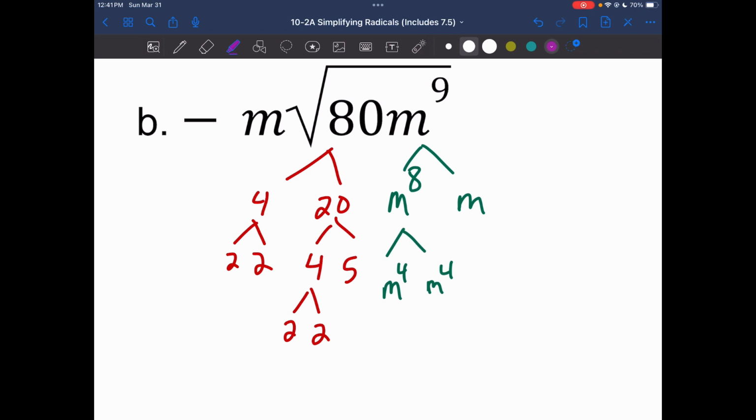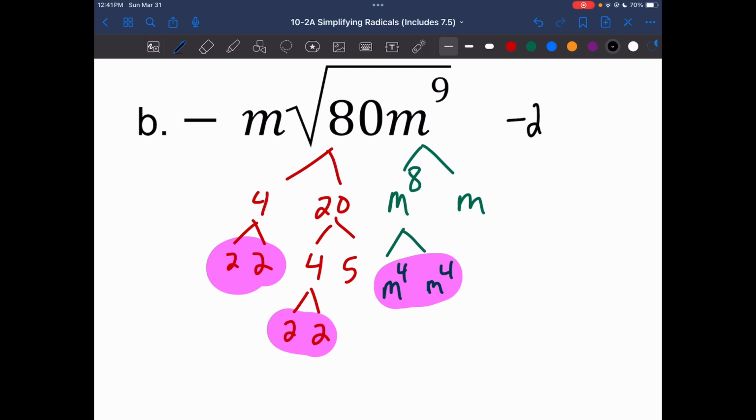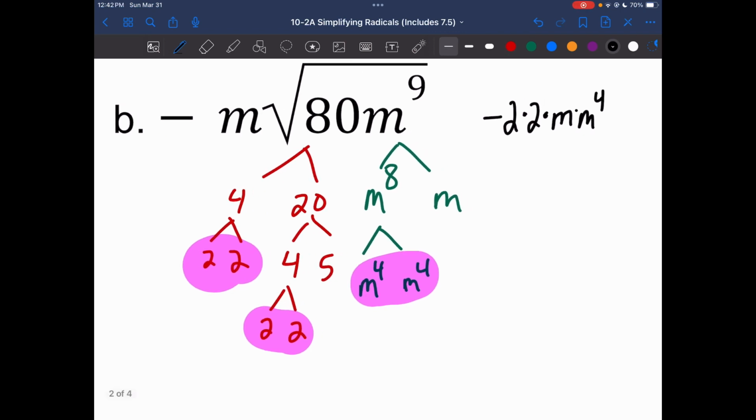So if I look at my pairs, I have a pair of 2's. I have a pair of 2's. I have a pair of m to the 4ths. So we start off, don't forget, we have the negative sign out in front. We put our numbers first. So we have our coefficients first. We have a 2 and a 2. And then we put our variable, the m that was out front, and the m to the 4th that we're taking out. And what's left inside of our radical? We have a 5, and we have a singular m.